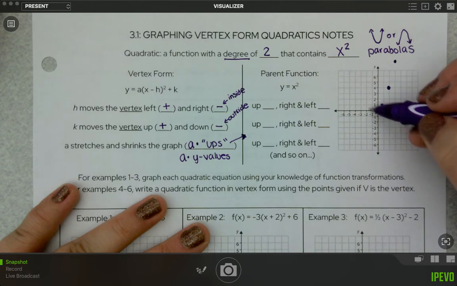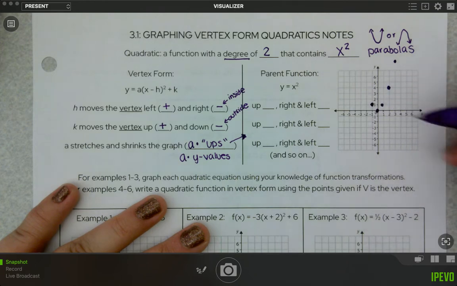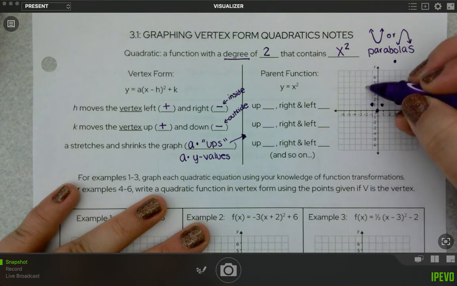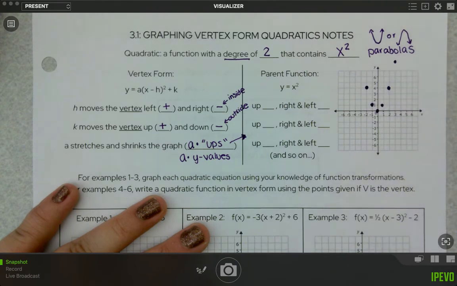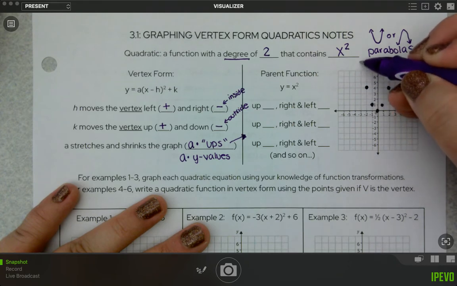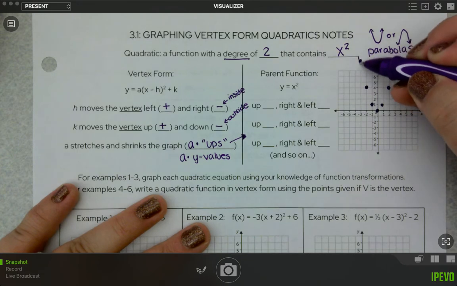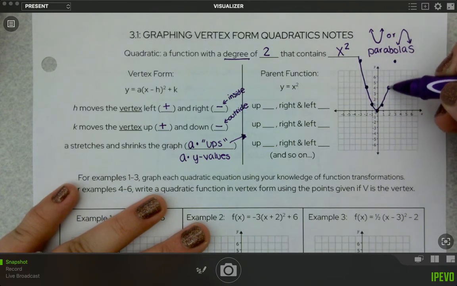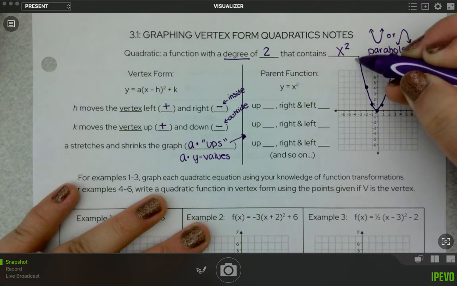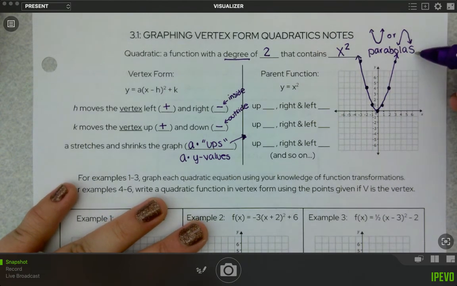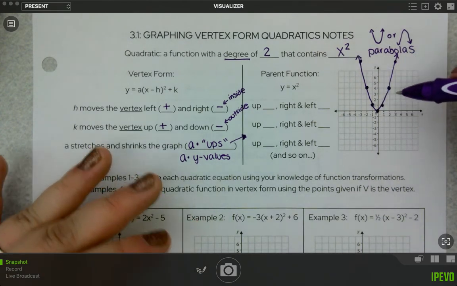Then I'm going to do the same thing over here. Negative 1 squared is negative 1 times negative 1. Those two negatives cancel out and make it positive 1 still. Then I'm going to go over 2 up 4, and there we have it. I can also go to negative 3 up 9 again. Again, that doesn't really fit on our graph, but I can still put it there for my shape if I want. And there you go. That is a parabola, or the main parabola that you start with.